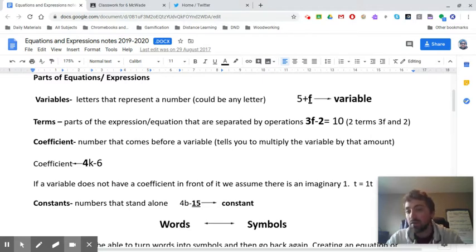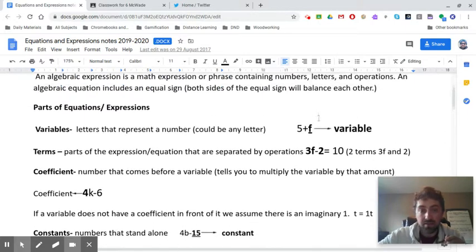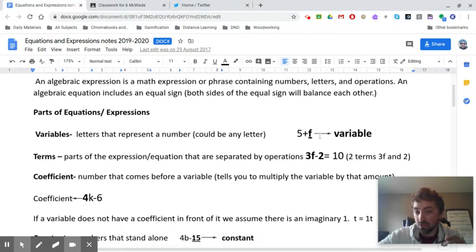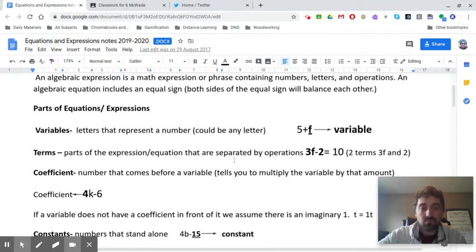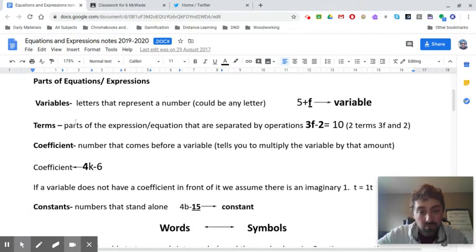So whatever the variable is, in this case, it's 5 plus f. This is an expression because there's no equal sign. This 5 plus f, the variable in it is the f. It's an unknown number. Now, a term is part of an expression or equation that is separated by operations. It's always the total on one side. So what we have here is 3f minus 2 equals 10. So the expression is 3f minus 2.